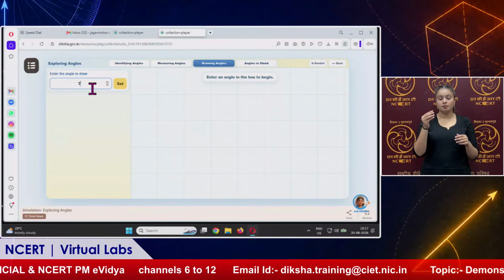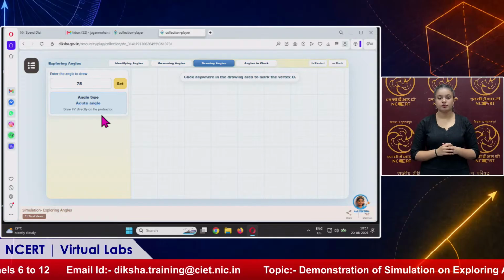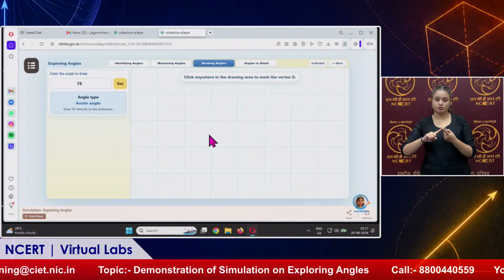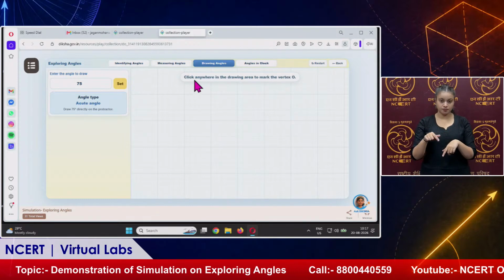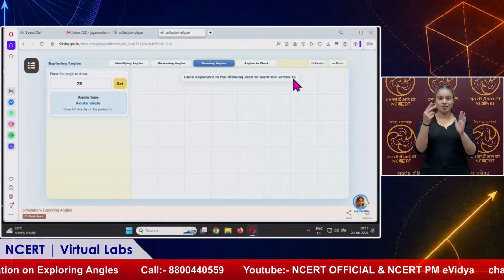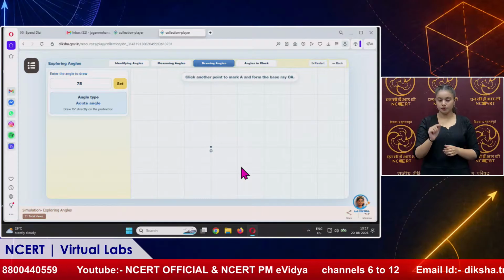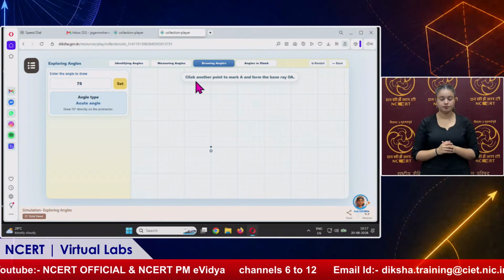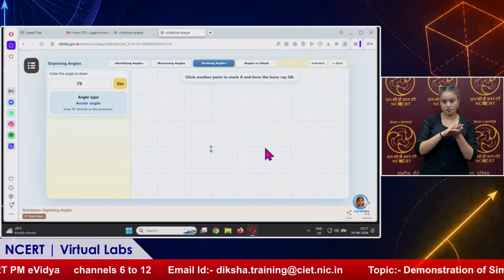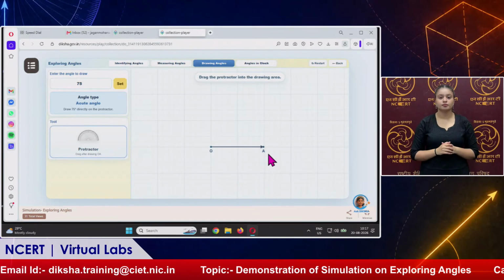For example, I want to draw an angle of 75 degrees. It is already mentioned here that this is an acute angle. While drawing a particular angle, the instruction says to click anywhere in the drawing area to make the vertex O. So first we put a dot as the vertex, then click another point to make the end of the base ray OA. Now I am drawing one arm as the base arm, that is OA.